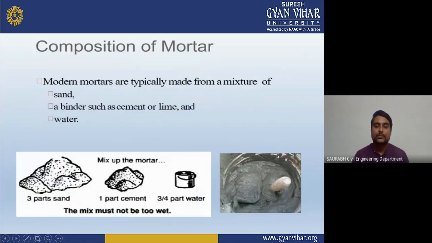Now we will see the composition of mortar. Modern mortars are typically made from a mixture of sand and a binder such as cement or lime. Definitely, you have to use water for mixing the binder and sand. Here you can see three parts of sand, one part of cement and 3/4 part of water, and after mixing you will get cement mortar.